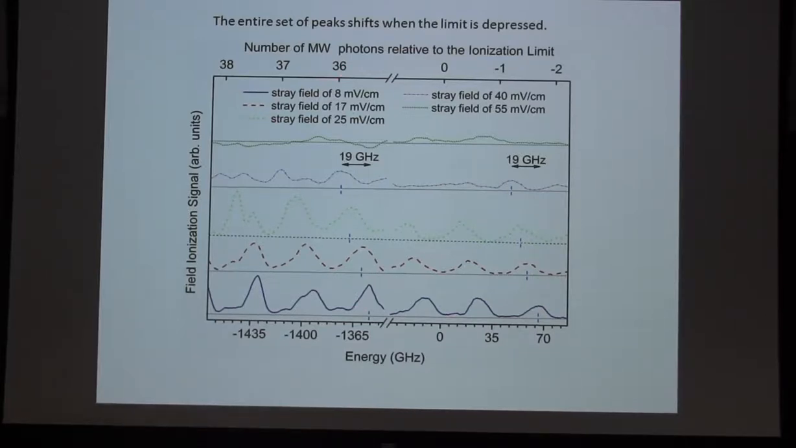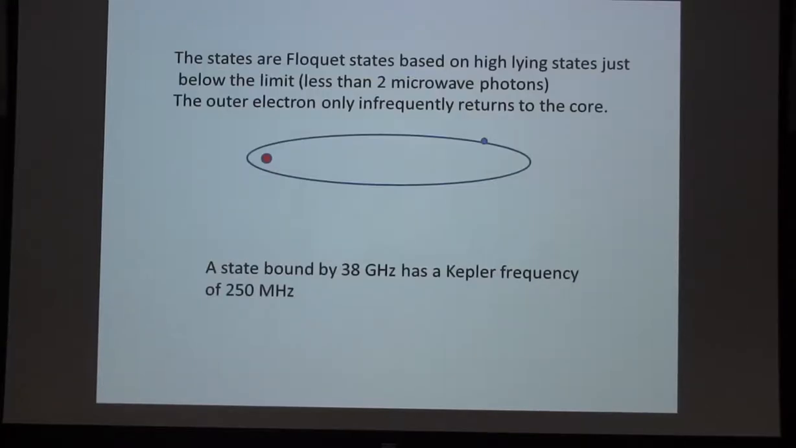So when I apply an electric field, I push the limit down, and you can see when I go up to 17 millivolts, this moves over. But it moves over exactly the same way if you look down at this depth of binding. If you keep raising the field, everything just moves. Now, of course, if you raise the field too much, it ionizes, and you just don't see anything left anymore. So it's clear that what we're observing are some kind of Floquet states that are based on high-lying states just below the limit, less than 2 microwave photons, and probably 1 below the limit.